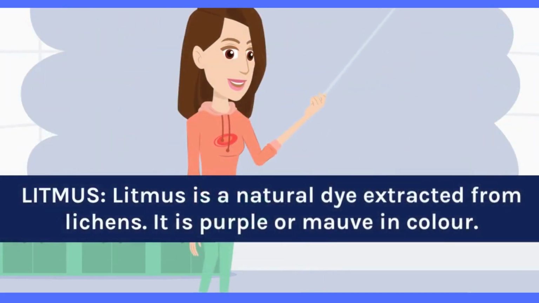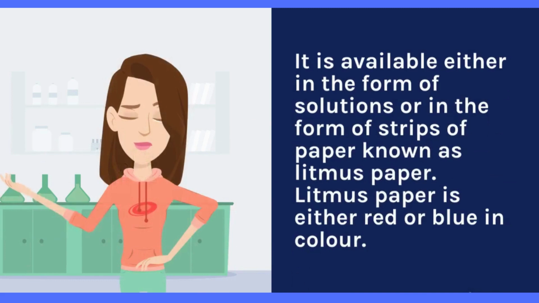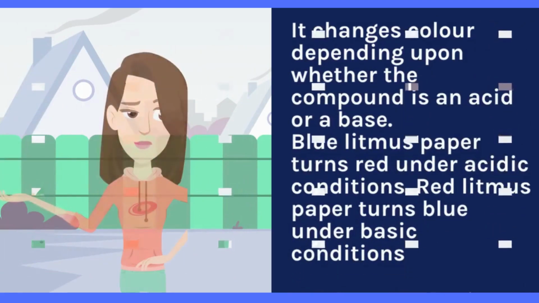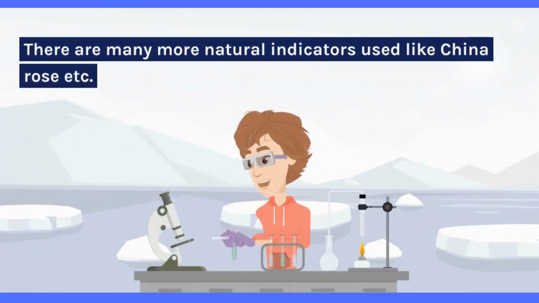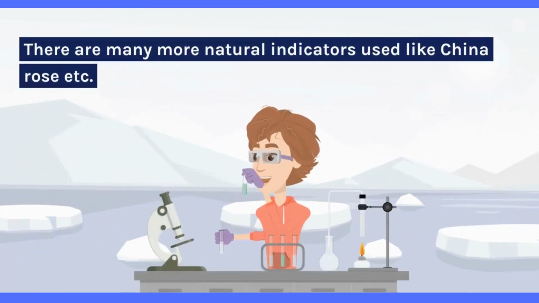Litmus is a natural dye extracted from lichens. It is purple or mauve in color. It is available either in the form of solutions or in the form of strips of paper known as litmus paper. Litmus paper is either red or blue in color. It changes color depending upon whether the compound is an acid or a base. Blue litmus paper turns red under acidic conditions. Red litmus paper turns blue under basic conditions. There are many more natural indicators used, like China rose, etc.